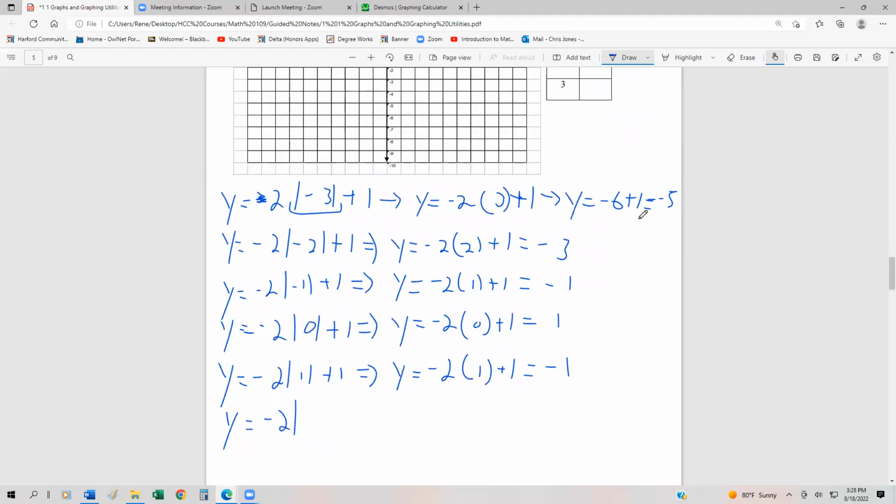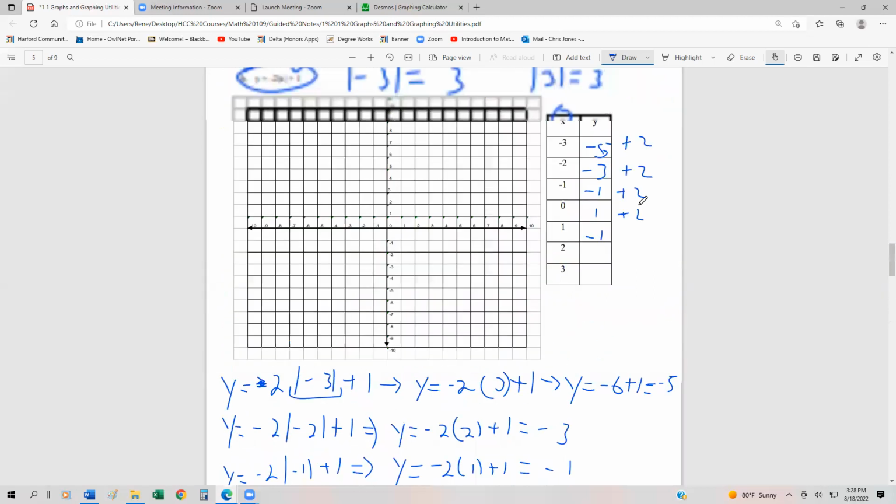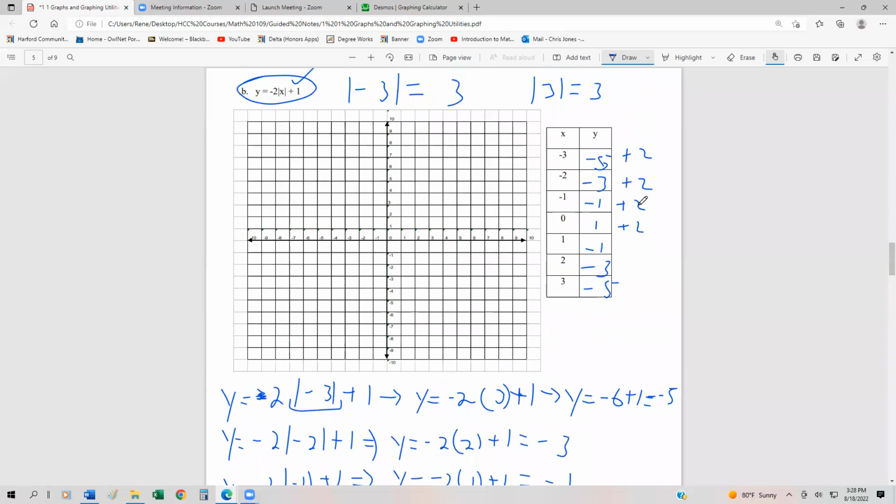So with 2, we get y equals -2 times 2 plus 1, which is going to be -3. And then finally, we can do the last one, y equals -2 times 3 plus 1, which is going to be -5. So remember that these are going to be our ordered pairs as we go through and try to plot the equation on the graph.